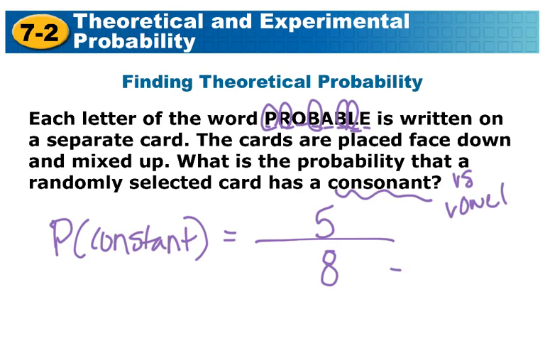And again, a lot of us think about probability more easily as percentages. So we would just take 5 divided by 8, and we could say 62.5%.